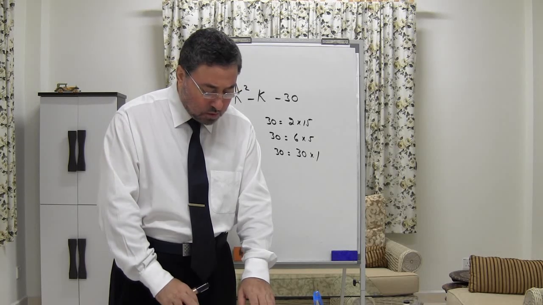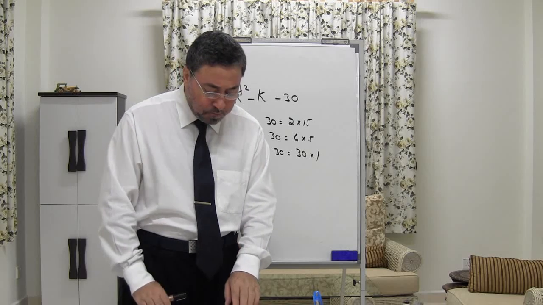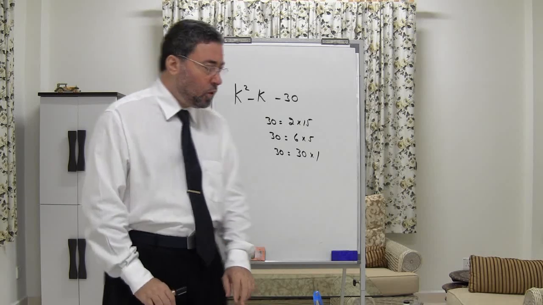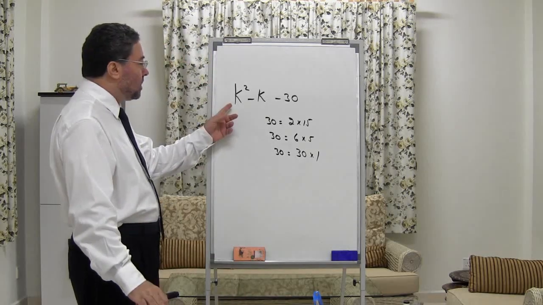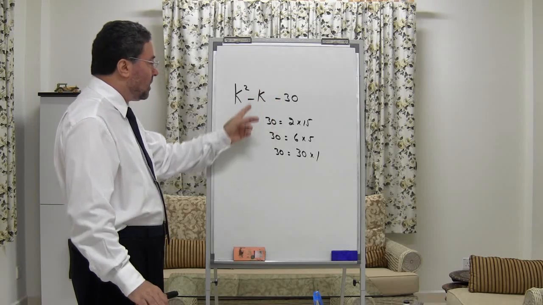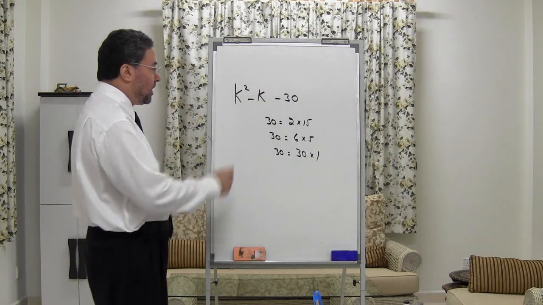We start with classroom exercises number 8. This exercise is a good exercise to illustrate a few points. Here the trinomial is k squared minus k minus 30. Here the coefficient of k is 1.